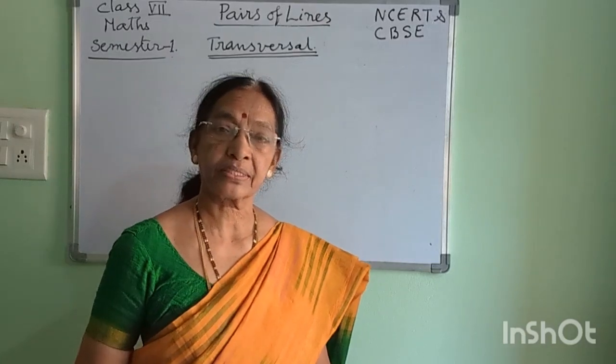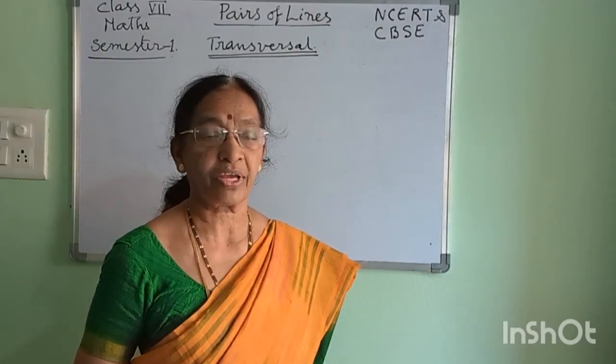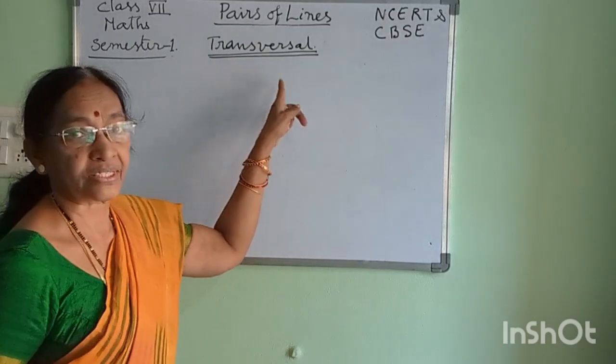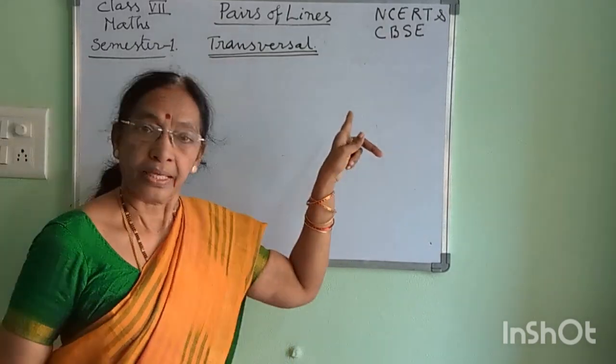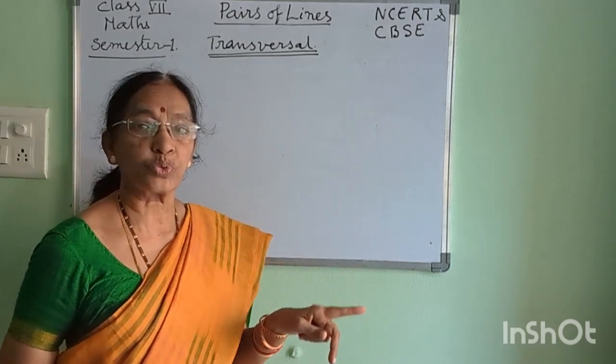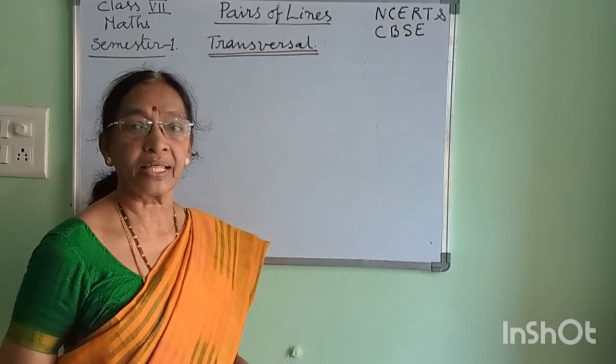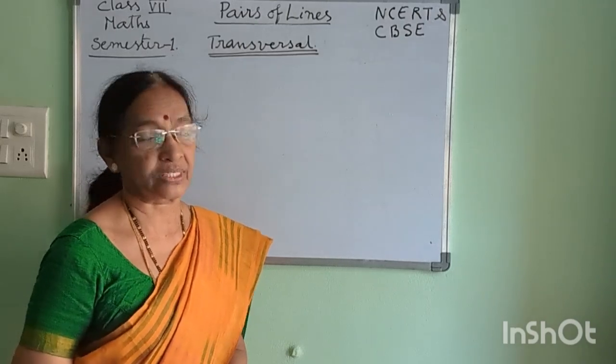7th class mathematics semester 1, chapter 5, lines and angles. Transversal. A line which intersects two or more lines at different points is called a transversal.